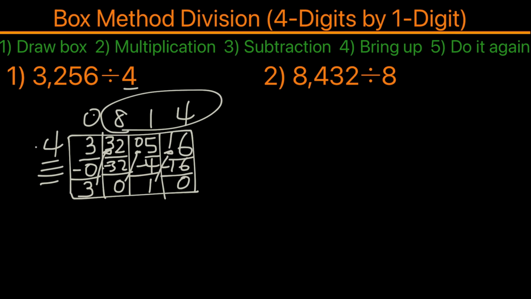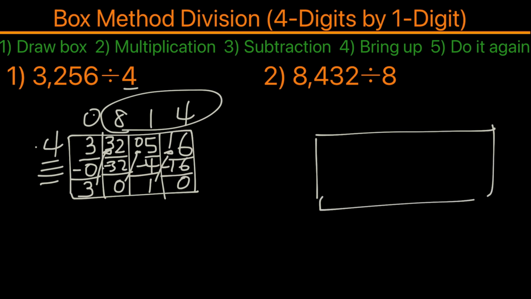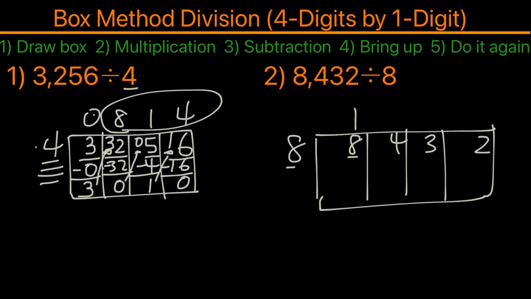And for the second example, we're going to go ahead and draw out the box. Again, 4 columns, 8,432. And we'll place the 8 on the outside. So 8 divided by 8, we have 1. 8 times 1 is 8. And 8 minus 8 is 0.